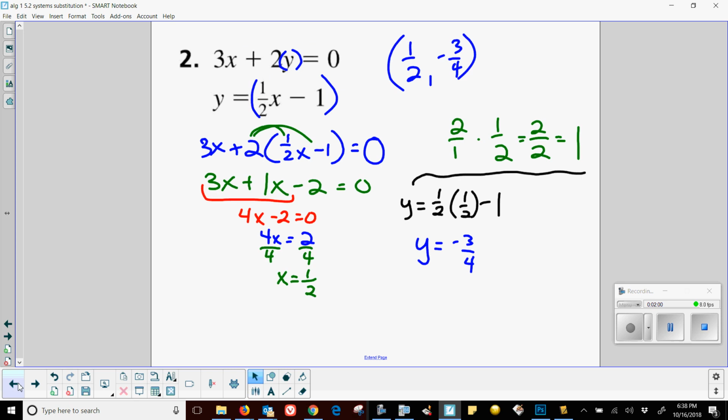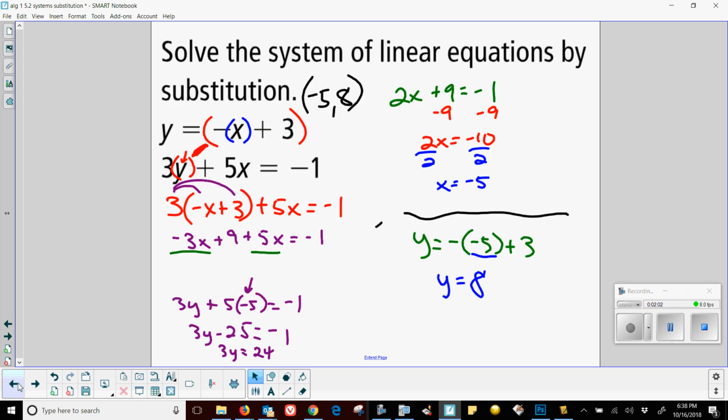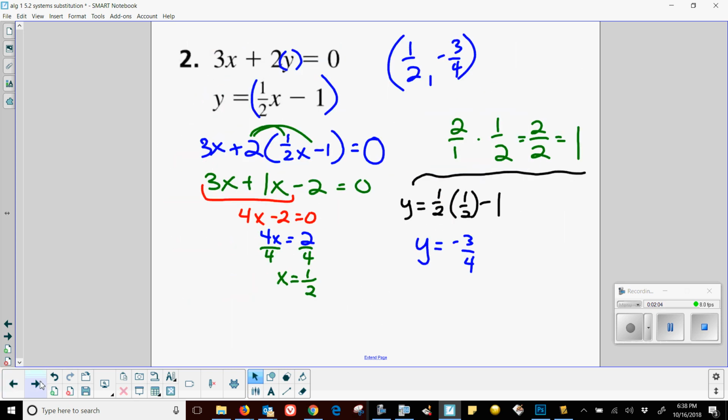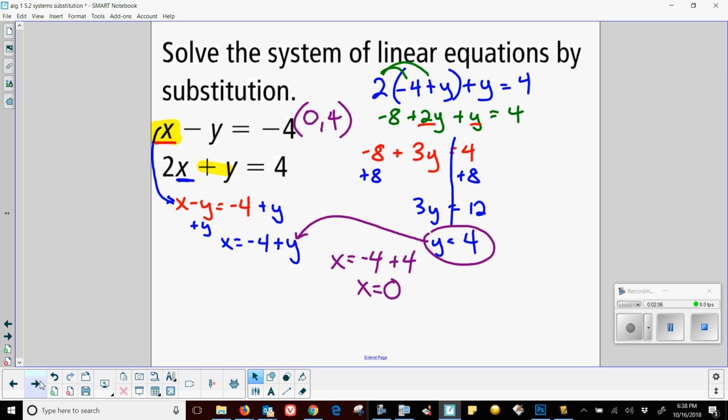And if you remember, I'm looking for an xy ending point. X is 0, y is 4. I'm sorry, I didn't have that. I was going a little too fast, looks like.